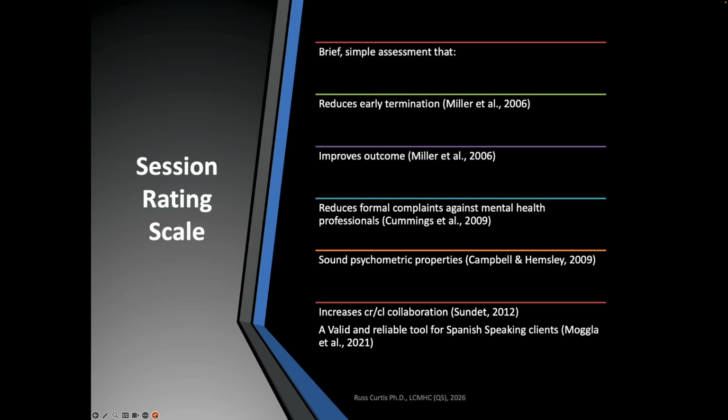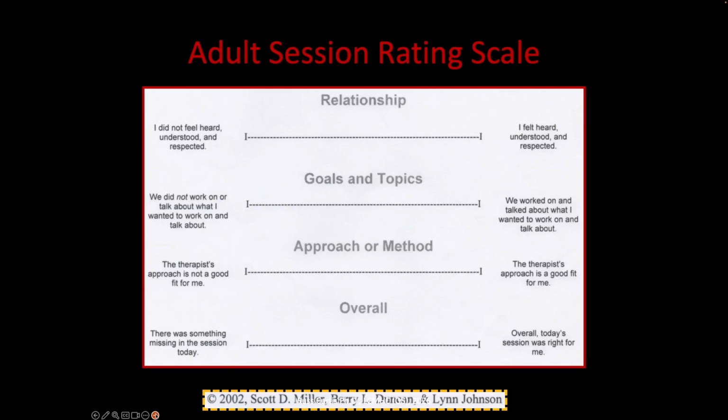The session rating scale, it's brief and simple. It can reduce early termination. We're just looking at some general research. Improves outcomes, reduces formal complaints against mental health professionals. That's big. And it does have sound psychometric properties. So they have done convergent analysis with this with longer types of scales that are measuring counselor-client relationship. And it can certainly be used to validate the relationship or keep an eye on it.